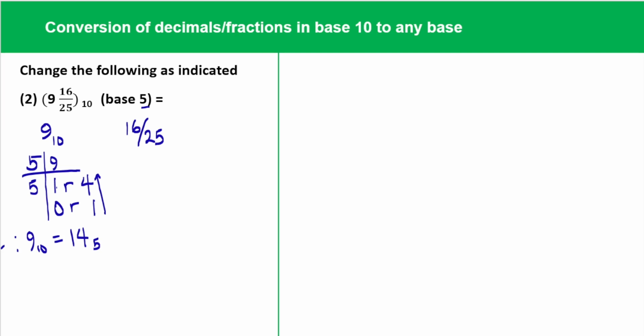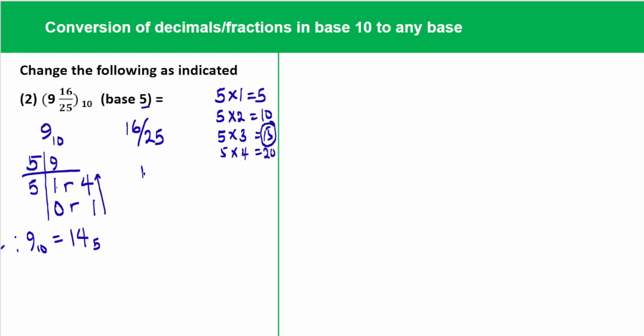Now for the fractional part, we can use both methods, the first method and the second method. Now to use the first method, the first thing we'll do is to break this numerator into multiples of the base. The base is 5, so we break 16 into multiples of 5. Now let's check the multiples of 5. We have 5 times 1, that is 5. 5 times 2, that is 10. 5 times 3, that is 15. 5 times 4, that is 20. These are all multiples of 5. However, the closest to 16 is 15.